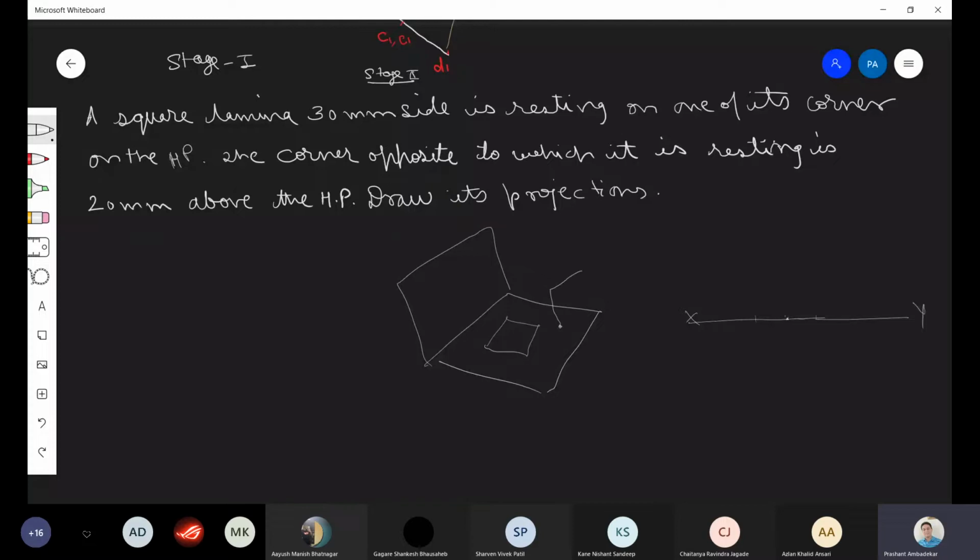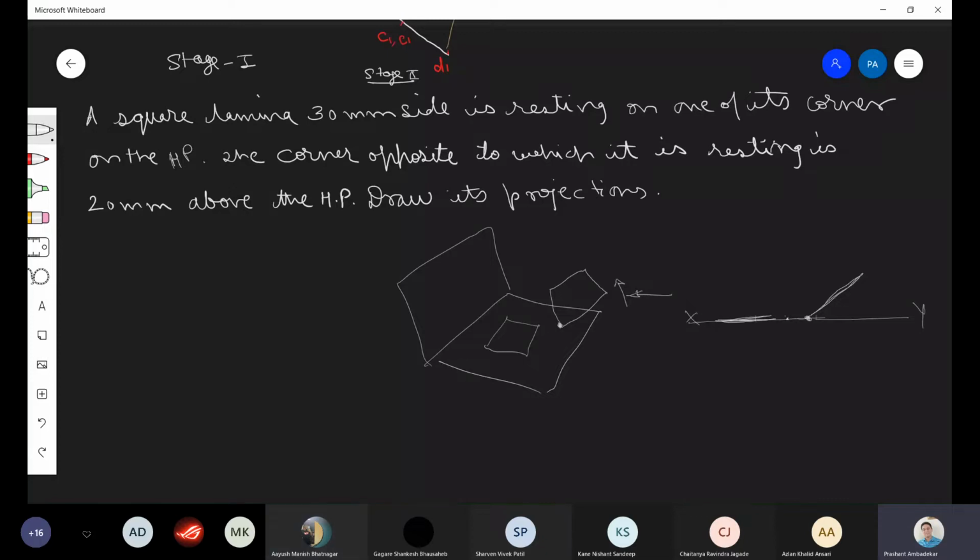So the other corner has to be above the HP. It means it is resting on this corner, see here, on the HP. When it is resting on this corner on HP, the front view you will see is like this. So this is the corner on which it is resting on HP. Is this much clear to all of you?